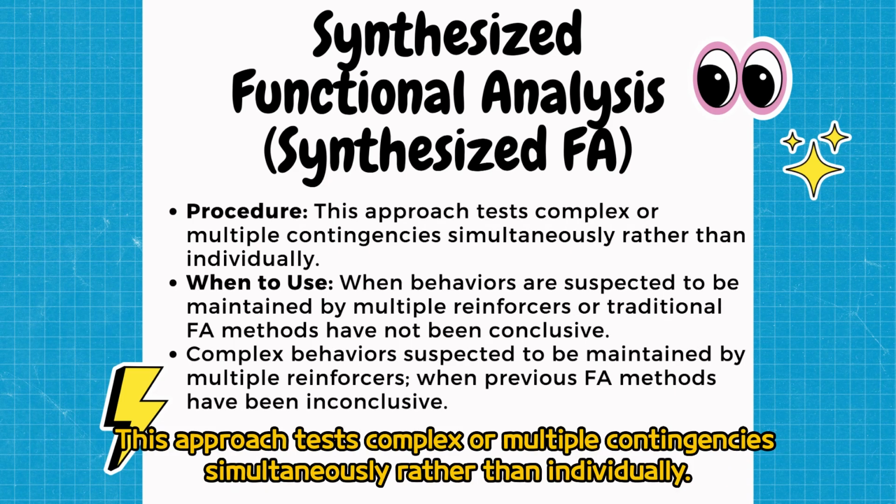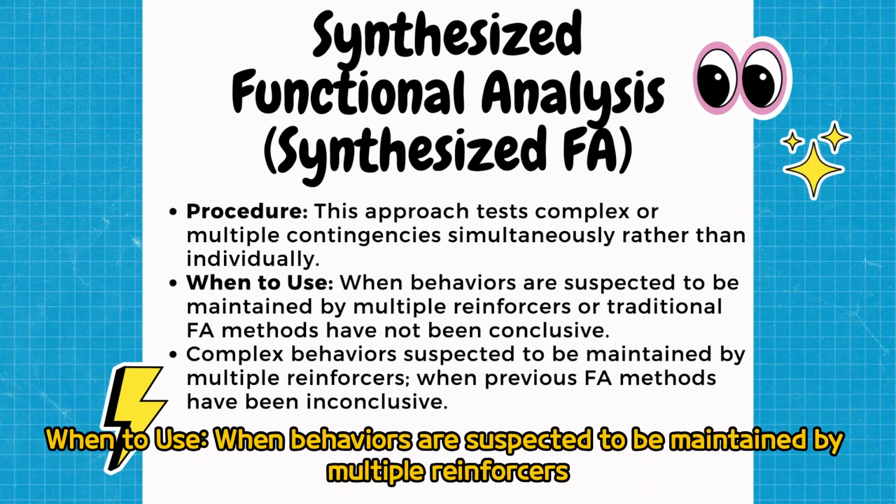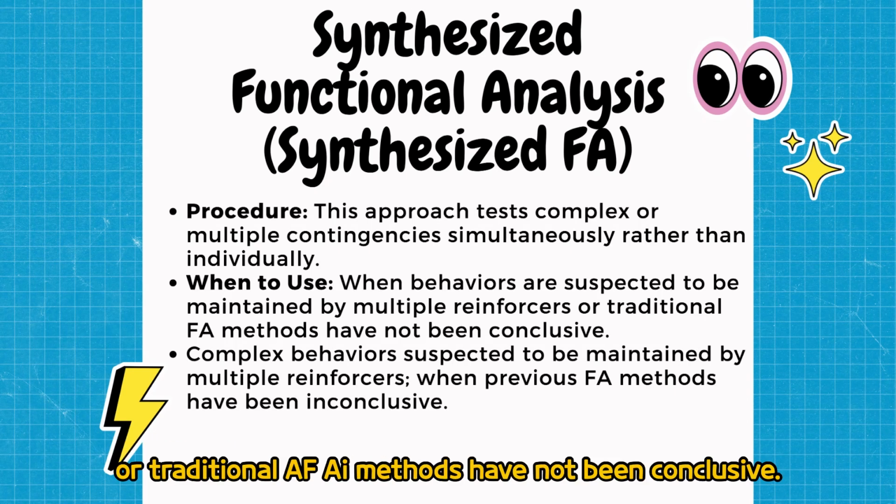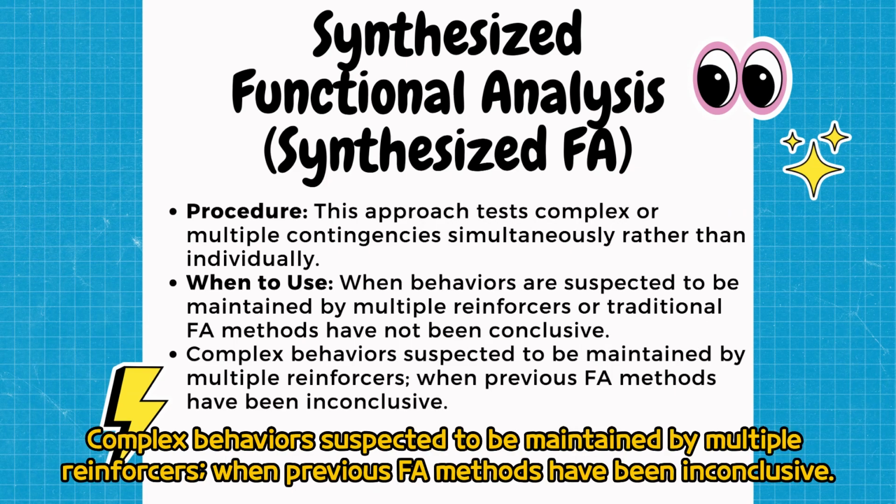This approach tests complex or multiple contingencies simultaneously rather than individually. When to use: when behaviors are suspected to be maintained by multiple reinforcers, or traditional FA methods have not been conclusive. Complex behaviors suspected to be maintained by multiple reinforcers, when previous FA methods have been inconclusive.